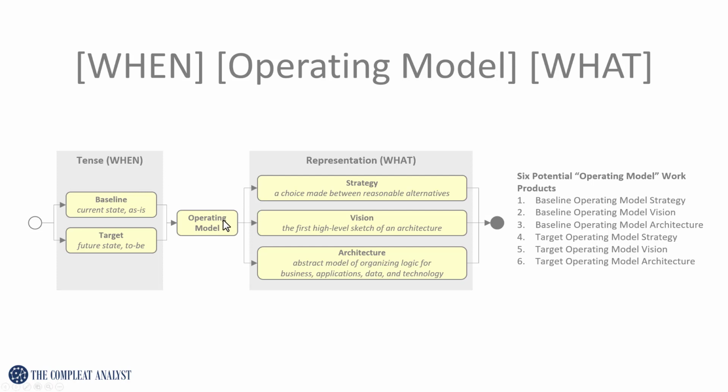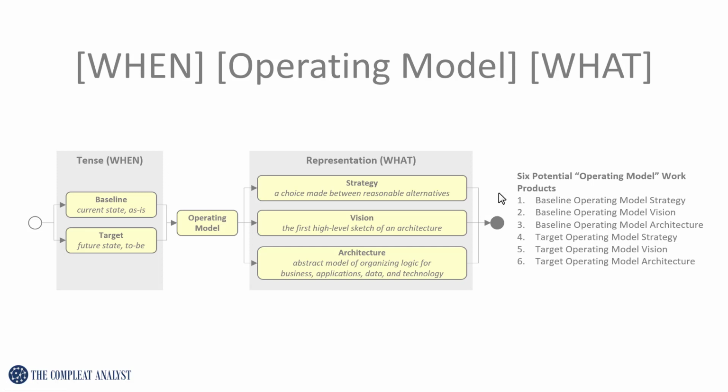Then we use the word operating model here as the root. And finally, we add the representation that describes, more or less, how far we've gone in specifying the operating model. For now, I'll propose that these representations are strategy, vision, and architecture. And when you put all the potential combinations together, you get the 6 potential work products here.